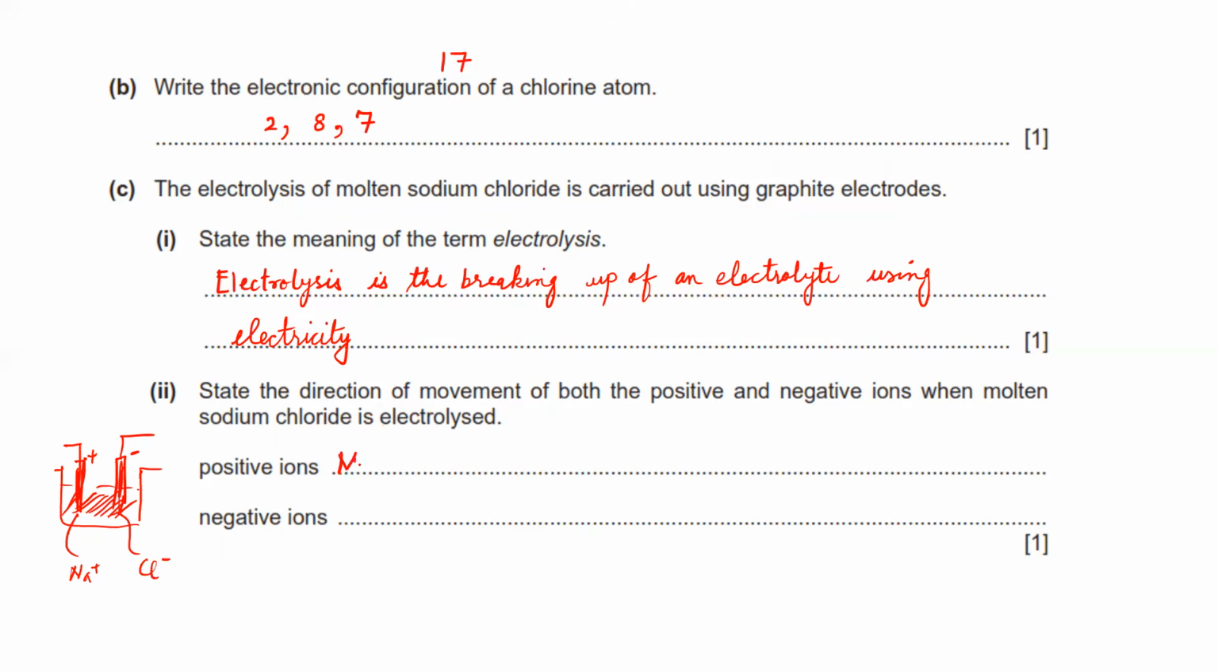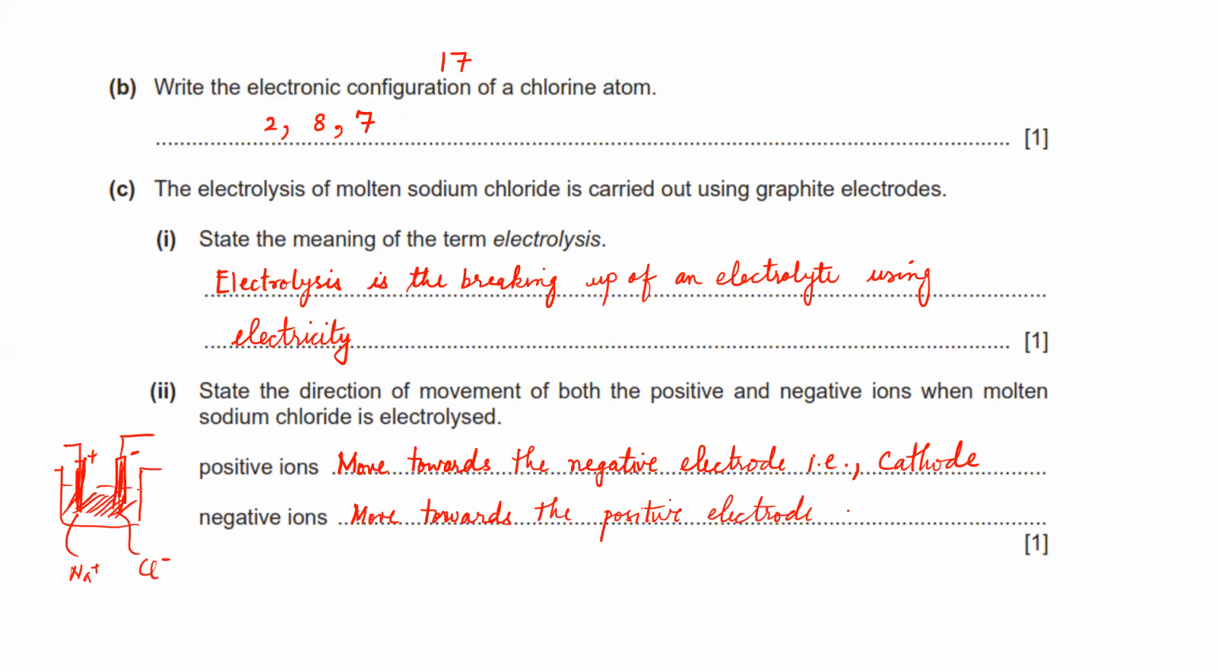So positive ions will move towards the negative electrode, and that negative electrode is called cathode. Negative ions move towards the positive electrode, and the positive electrode is anode. Okay, so this is how we write this.